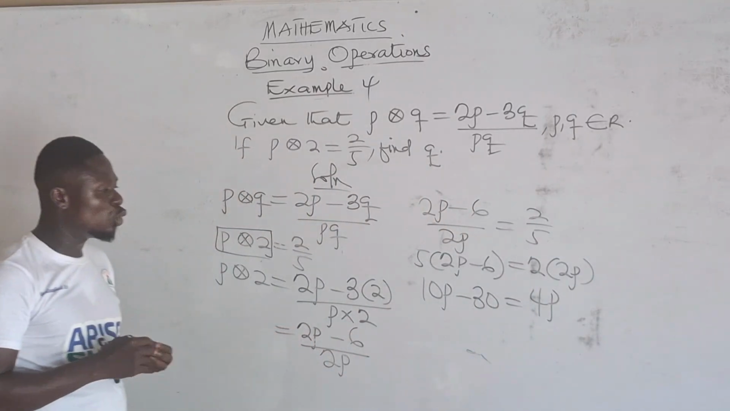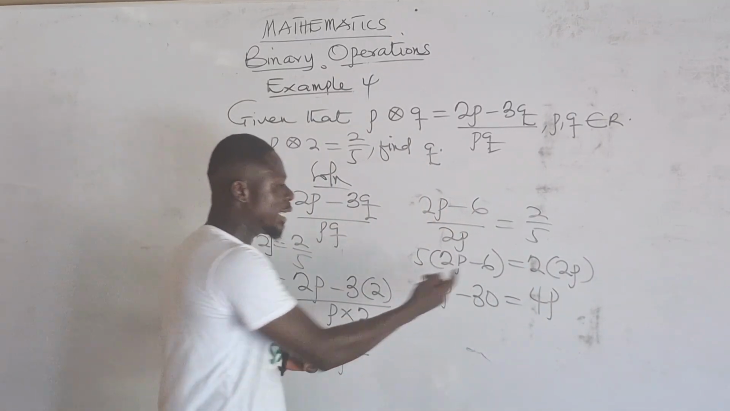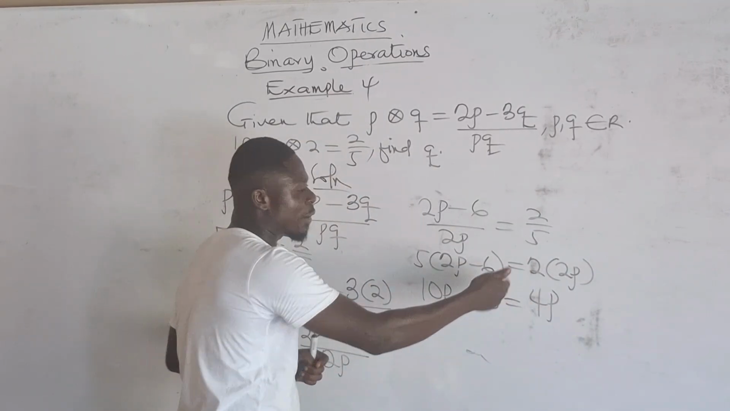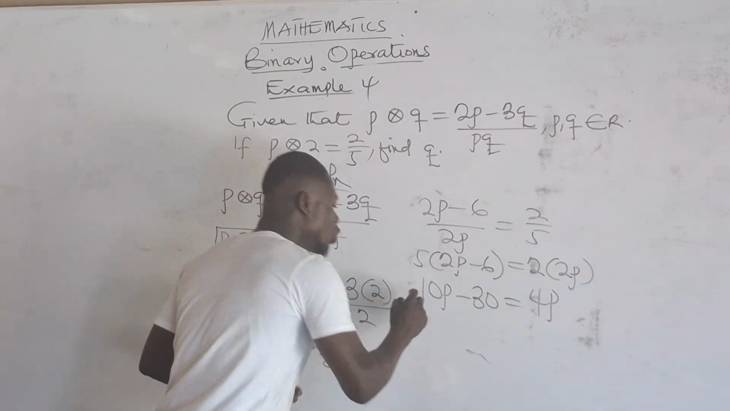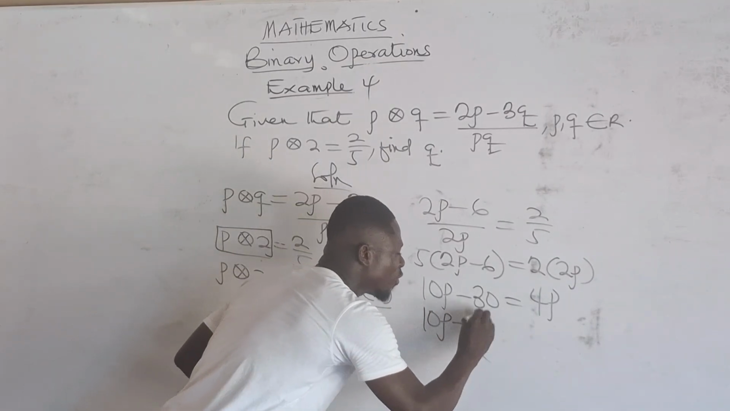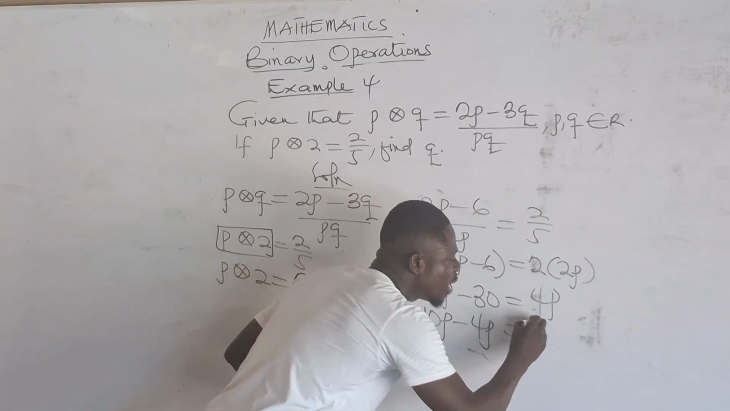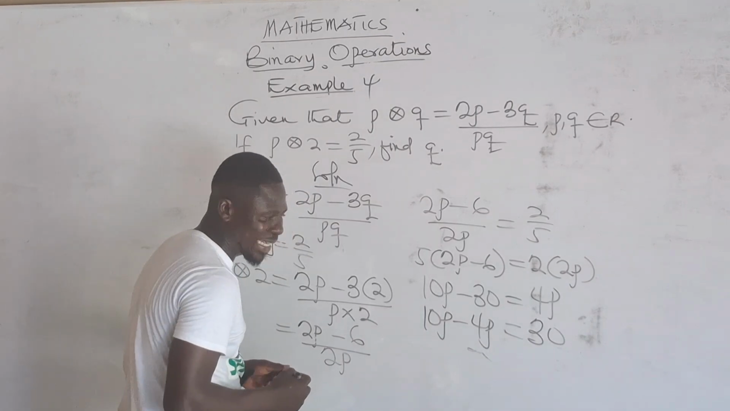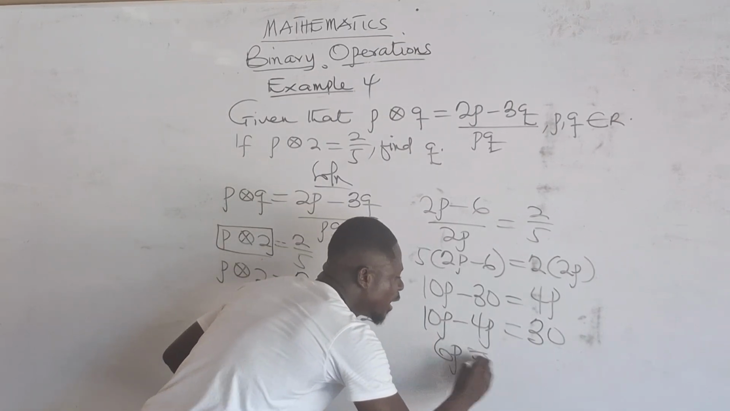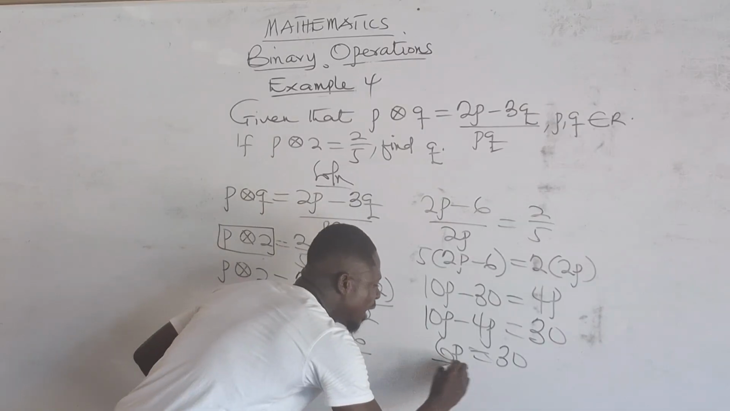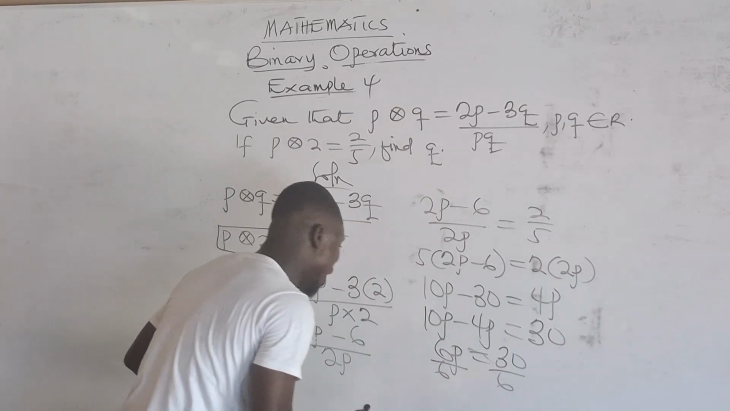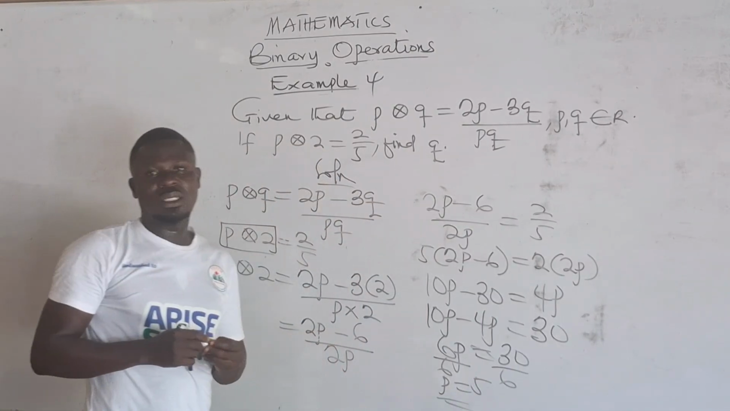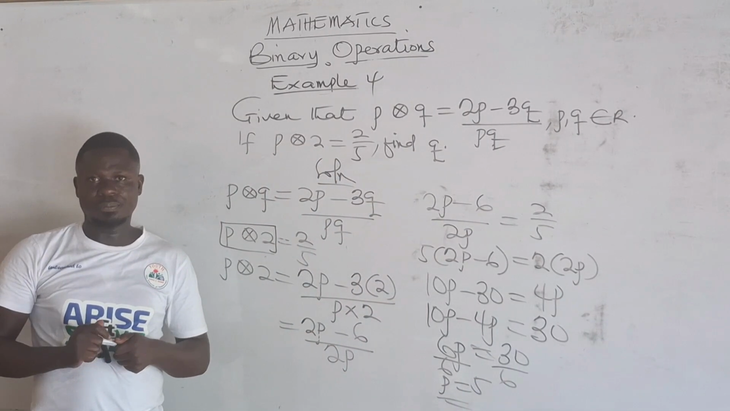At this point, what do we do? We group like terms. Let's bring the 4P here, then we take the 30 there. You can also take the 10P to that side, but we want to bring it here in this case. So we have 10P minus 4P. When the 30 goes there, it will be positive 30. What will be the difference of 10P and 4P? 6P equal to 30. Dividing here by 6, here by 6, we will have our P to be equal to 5. Therefore, our P is 5.